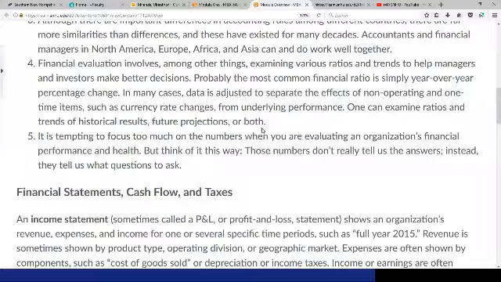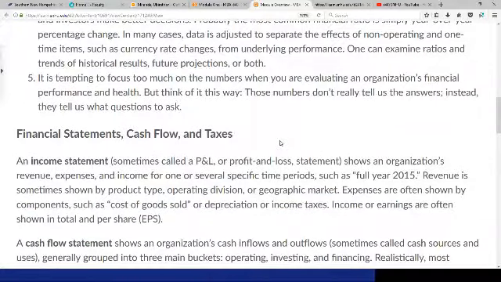It is tempting to focus too much on the numbers when you are evaluating an organization's financial performance and health. But think of it this way: those numbers don't really tell us the answers. Instead, they tell us what questions to ask. Now, I will agree to a certain extent. Numbers for a business are really 90%. What do I mean by 90%? I'm saying that if you don't really understand what the numbers are telling you, this is going to put your business at a disadvantage.